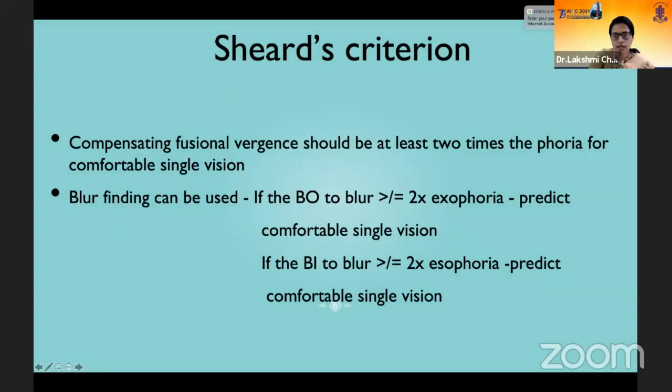So how do we calculate how much vergence ability is needed to combat this phoria? We need at least twice the fusional vergence to combat the phoria. So phoria times 2 will give you the fusional vergence which is needed. This is called Sheard's criterion.